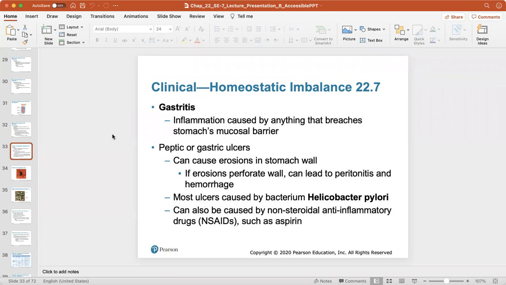Gastritis, then, is an inflammation caused by anything that breaches the stomach's mucosal barrier. It can cause peptic or gastric ulcers, which are erosions in the stomach wall. And if erosions perforate the wall, it can lead to peritonitis and a hemorrhage. Most ulcers are actually caused by a bacteria, but they can also be caused by NSAIDs, such as aspirin.